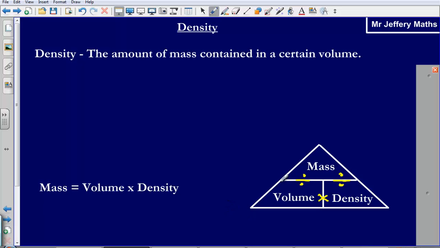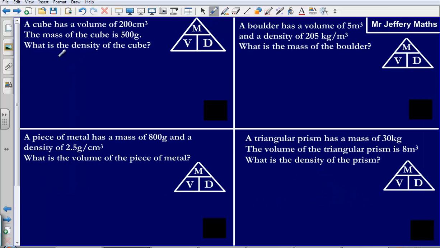Now, the way that these things work is that essentially if the two variables are on the same level, we multiply them together to give us the one on the top. If they are on different levels, so mass and volume, we divide the one that's on the top by the variable that's on the bottom, so mass divided by volume or mass divided by density. So let's take a look at using this relationship to answer some problems.